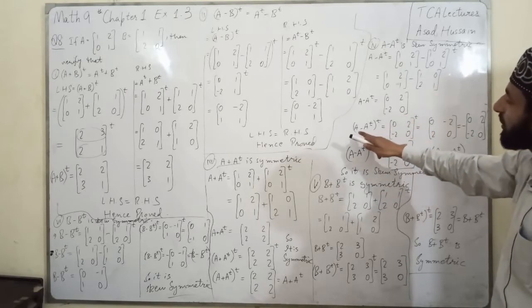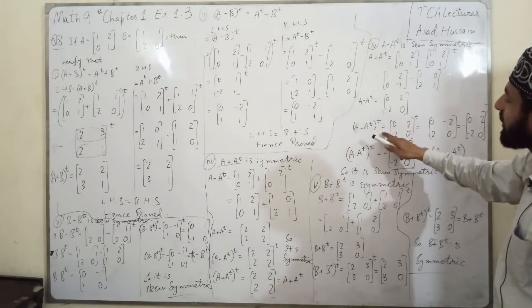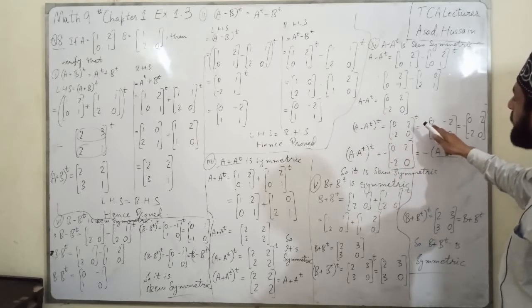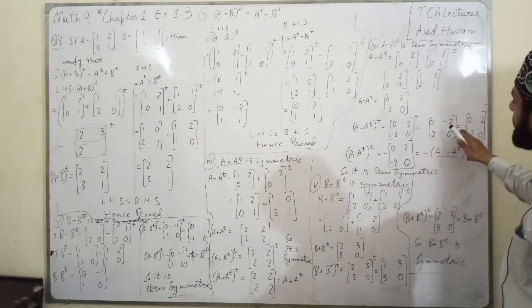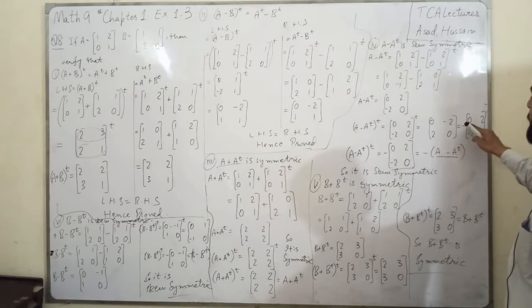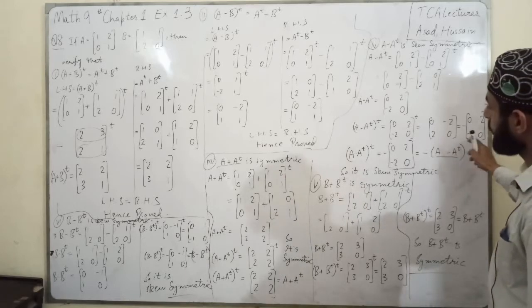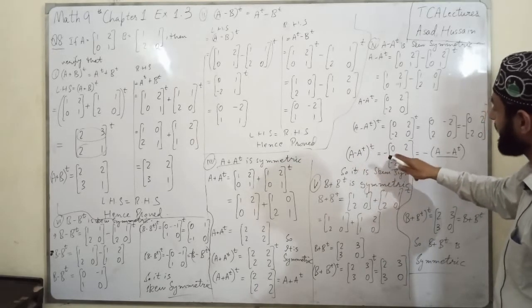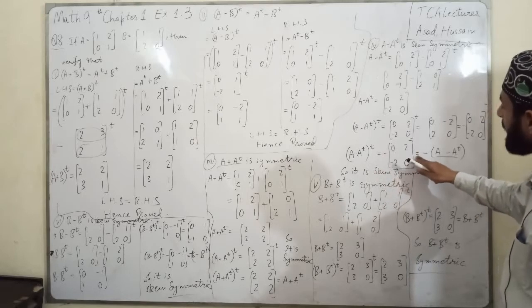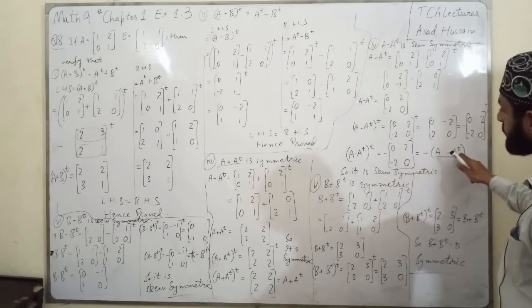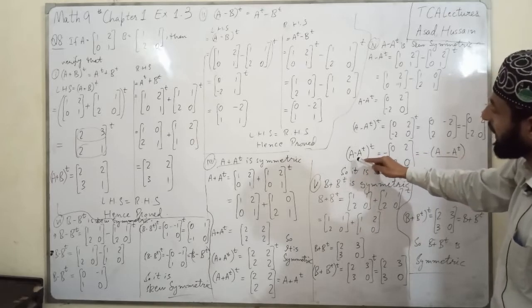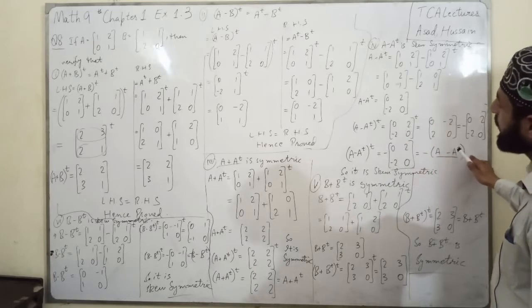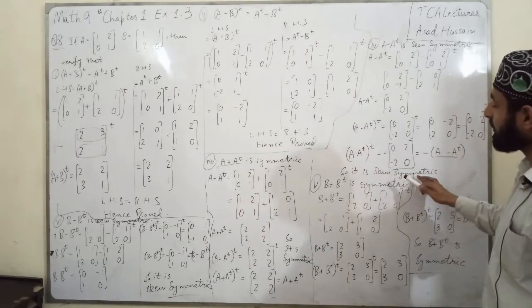Now taking the transpose of this matrix, (A minus A transpose) whole transpose is equal to [0 2; minus 2 0] transpose, which is equal to [0 minus 2; 2 0]. Taking minus common from all entries we get minus [0 2; minus 2 0]. So from here we can say (A minus A transpose) whole transpose is equal to minus [0 2; minus 2 0], which is also the value of A minus A transpose. Hence (A minus A transpose) whole transpose is equal to the negative of A minus A transpose. That's why we can say that this matrix is skew symmetric.